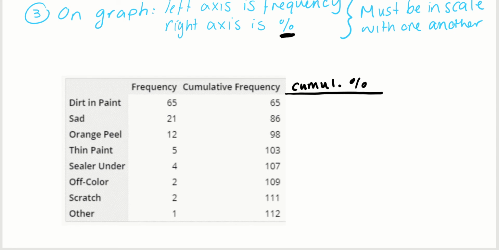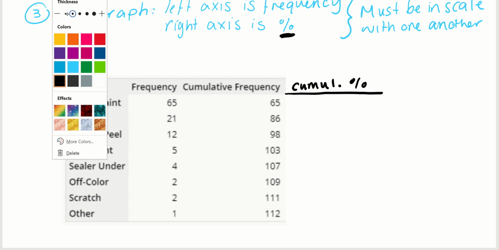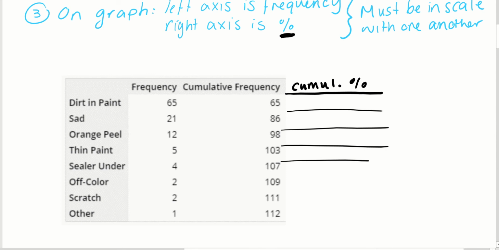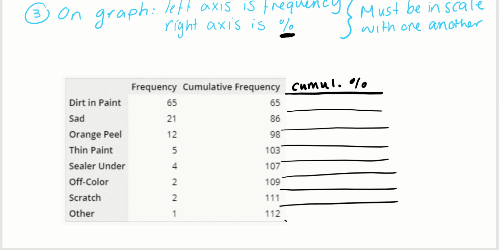And basically now I'm just going to fill in the cumulative percentage of each one of these rows. Now, how do we work that out? Well, it's as simple as you take your cumulative frequency, you divide it by the total frequency, and then to turn it to a percentage times by 100.